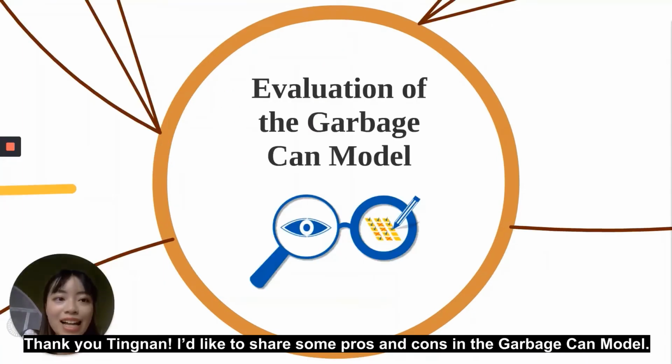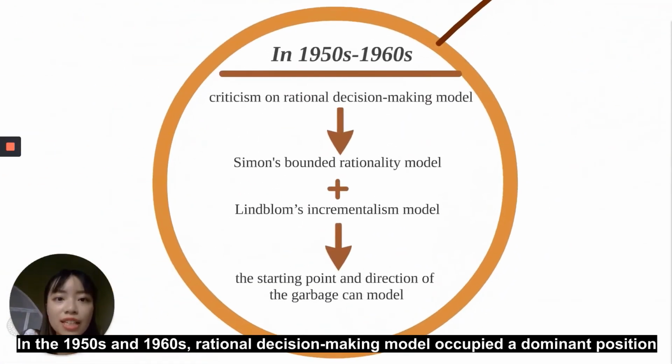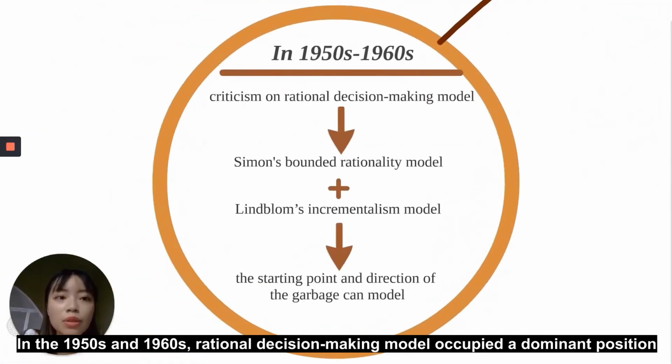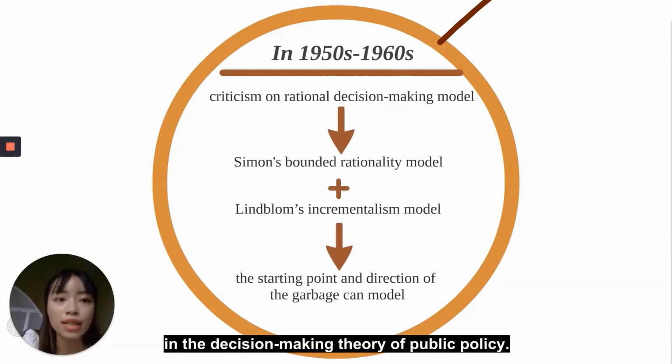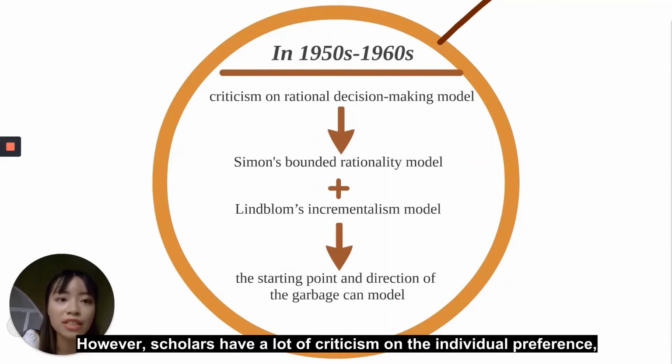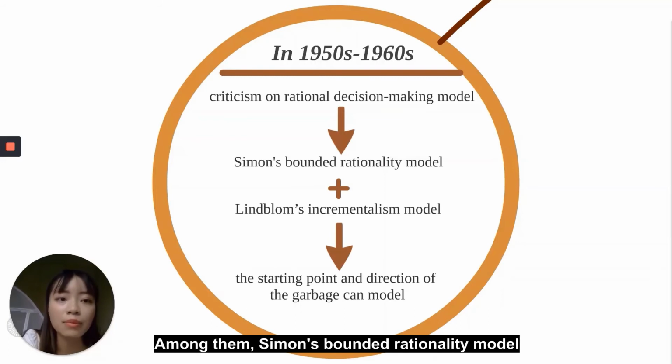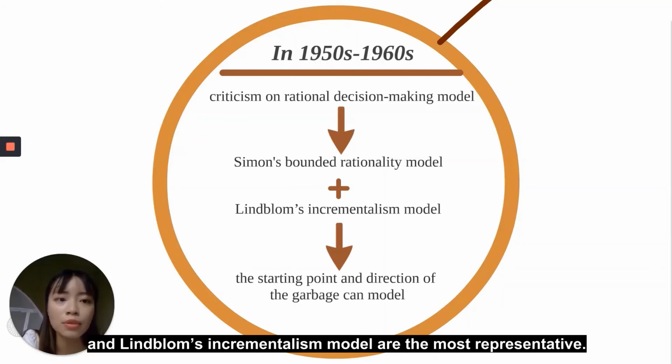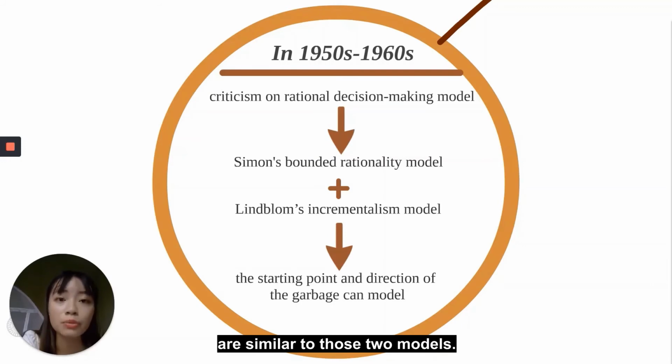Thank you, TingNan. I'd like to share some pros and cons in the garbage can model. In the 1950s and 1960s, the rational decision-making model occupied the dominant position in the decision-making theory of public policy. However, scholars have a lot of criticism on the individual preference, exogenous, and individual complete rationality of these models. Among them, Simon's bounded rationality model and Lindblom's incrementalism model are the most representative. Interestingly, the starting point and direction of the garbage can model are similar to those two models.